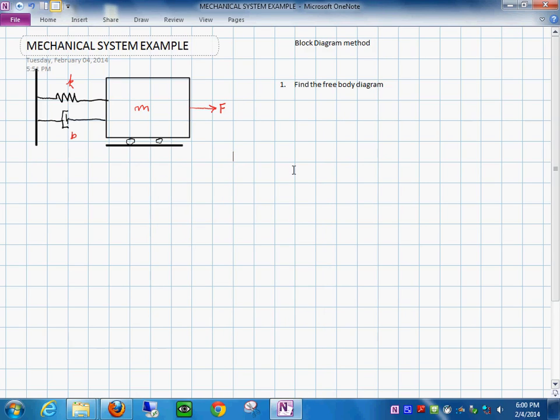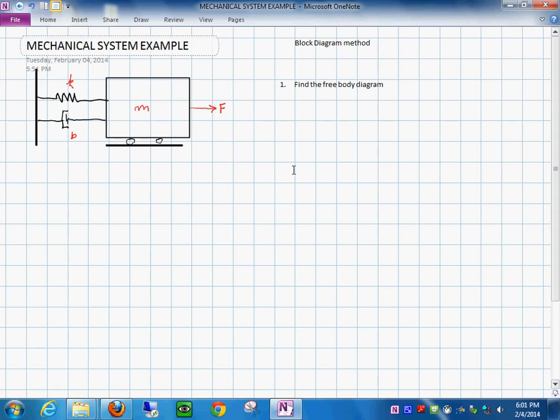We have a simple mechanical system that we would like to analyze and do simulation for, finding the position of this mass at every instant of time. I'm going to choose this simple example to illustrate how to do that simulation using the block diagram method. The very first thing that we have to do is to find the free body diagram.